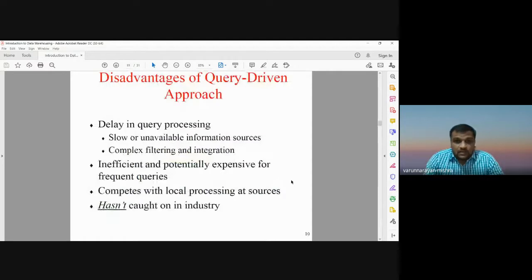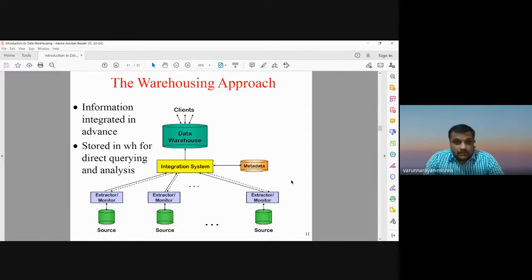Okay, so the disadvantages of the query driven approach: there may be delay in query processing, there may be slow or unavailable information sources, complex filtering and integration, and inefficient and potentially expensive sources for frequent queries. It competes with the local processing at the sources, and it has not caught on in industry. So, the warehousing approach.